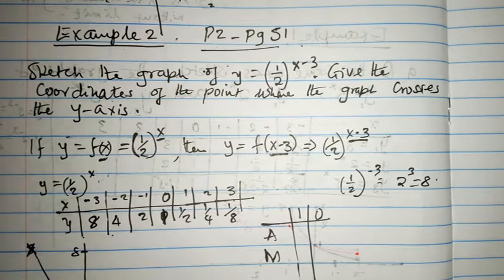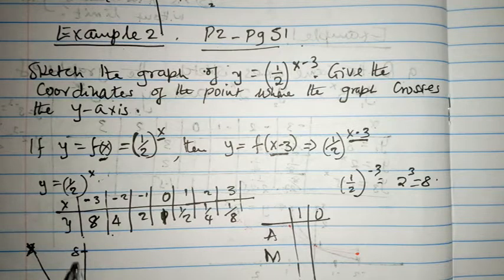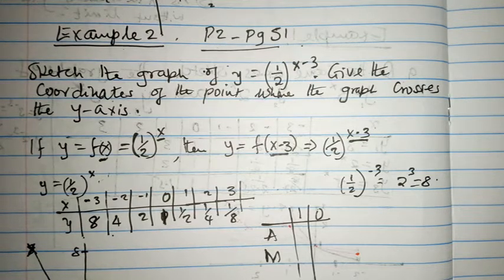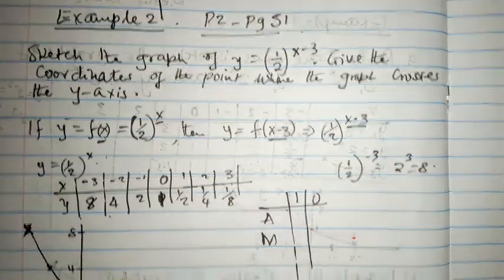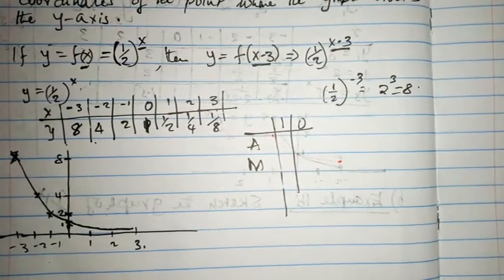So tabulating this, when x is minus 3, we have y equals 8. When x is minus 2, we have y equals 4. When x is minus 1, we have y equals 2. When x is 0, we have y equals 1. And when x is 1, we have a half, quarter, eighth. It continues to decrease, but never reaches zero.